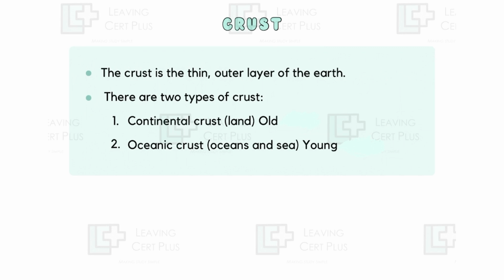Now we're on to our crust and what's going on in the crust. The crust is the thin outer layer of the Earth. There are two types of crust. We've got our continental crust, which is land and old, and we've got our oceanic crust, composed of oceans and sea, and it's young.